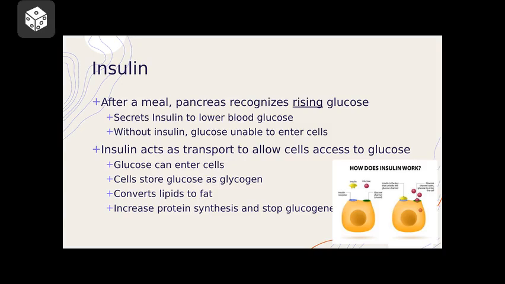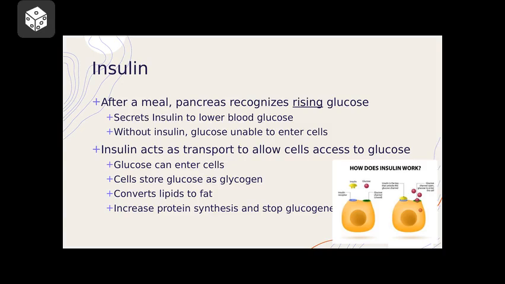So luckily, your pancreas recognizes this rising glucose level. It says, I see you, glucose. I'm going to jump into action. Insulin is going to come out. It's going to give the cells access to that glucose because your cells can start using it. Then it's going to decrease the level of blood sugar in the body.